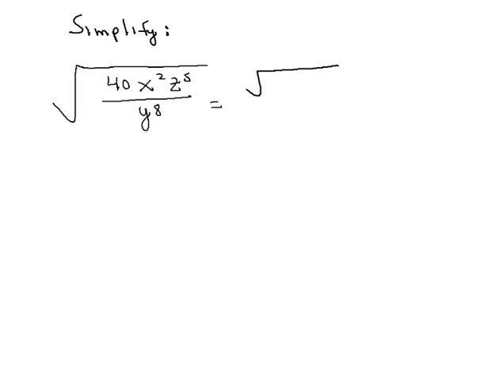So we'll then have the square root of 40x squared z to the 5th divided by the square root then of y to the 8th.